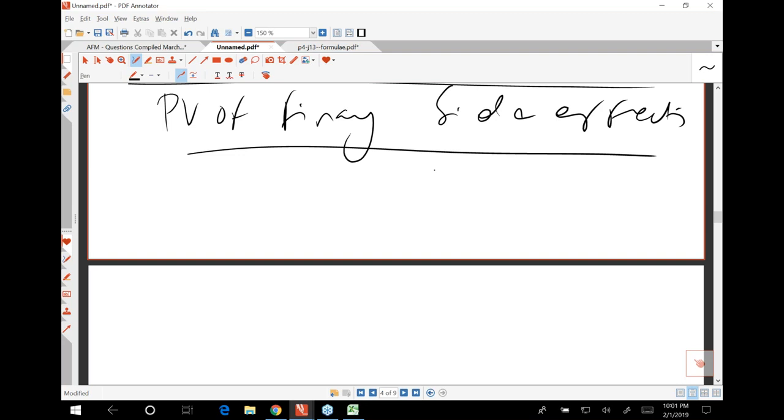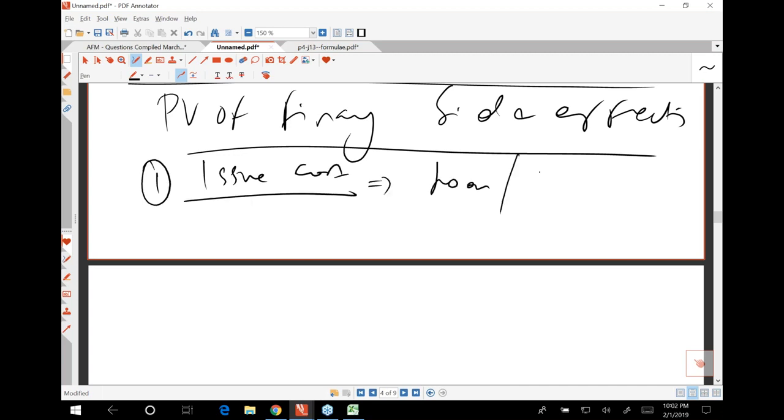So the concept of the present value of financing side effects is that whatever way you're going to finance the project, you need to incorporate the relevant cost. You need to incorporate the cost of financing. Now there are various aspects. The number one of them is called the issue cost. So when we obtain a loan or when we issue shares, there are generally some issue costs that you need to bear.